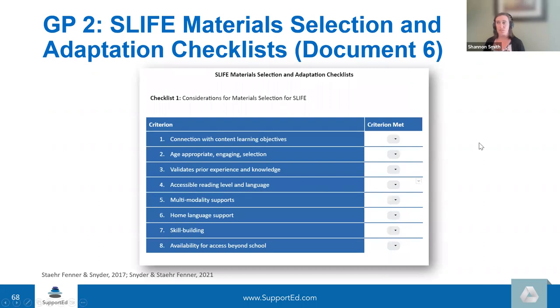The next tool that you can explore is the SLIFE Materials Selection and Adaptation Checklist. This Scaffolding Lesson Plan Checklist here is just another tool that can support you in developing scaffolded lessons for SLIFE and collaborating with colleagues to develop those scaffolded lessons, really looking at what the demands are and those considerations to keep in mind for our SLIFE students. And it emphasizes, again, looking at their strengths and what other supports that they might need to meet that language and academic demand.